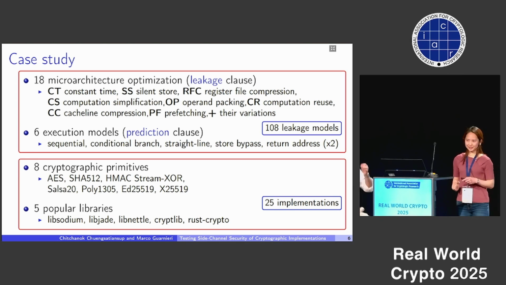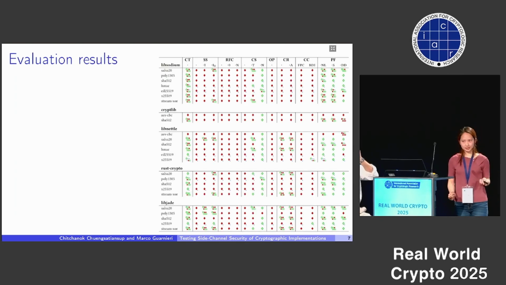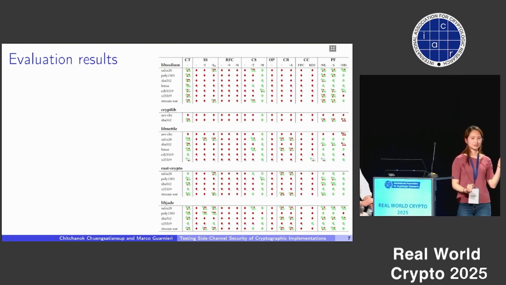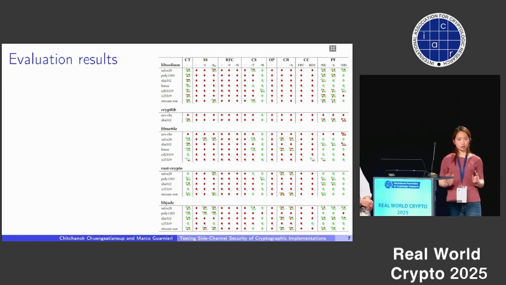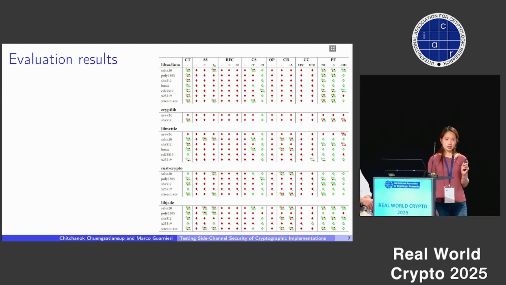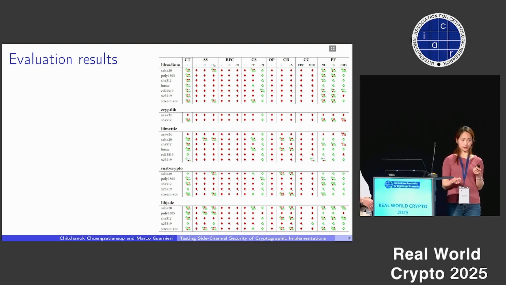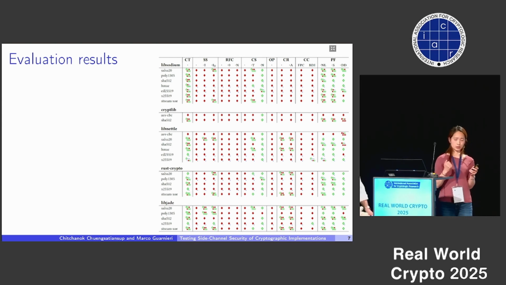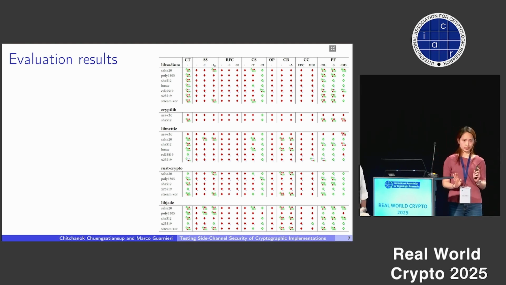You might want to see the result. So here is the evaluation result. I know it is pretty small, and I do not expect you to read it. What I would like you to see is the overall picture of our evaluation. Each line is one of the 25 implementations, grouped into 5 libraries. In terms of columns, these are the 8 classes of microarchitectural optimizations, the main 8 ones, and then sub columns for the variants of each of them.